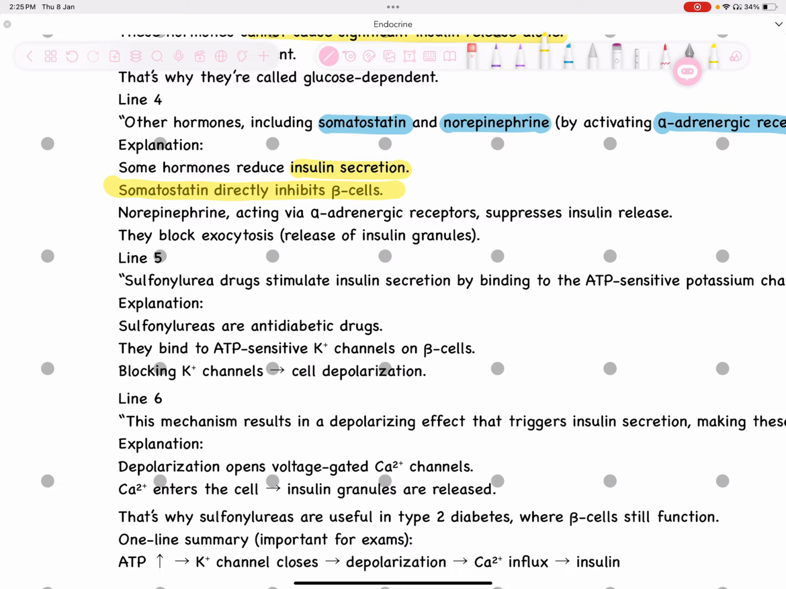Somatostatin directly inhibits beta cells. Norepinephrine activity via alpha adrenergic receptor suppresses insulin release. So what are they affecting? They're blocking the exocytosis. That's the reason insulin secretion is blocked.